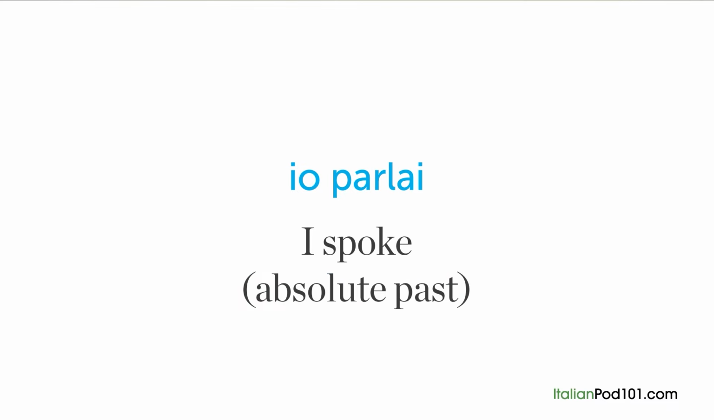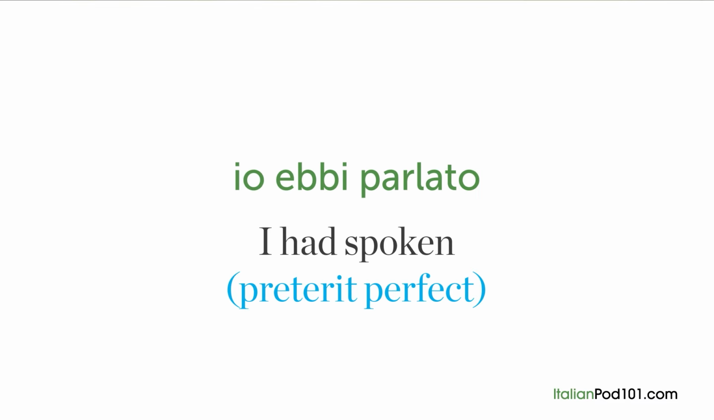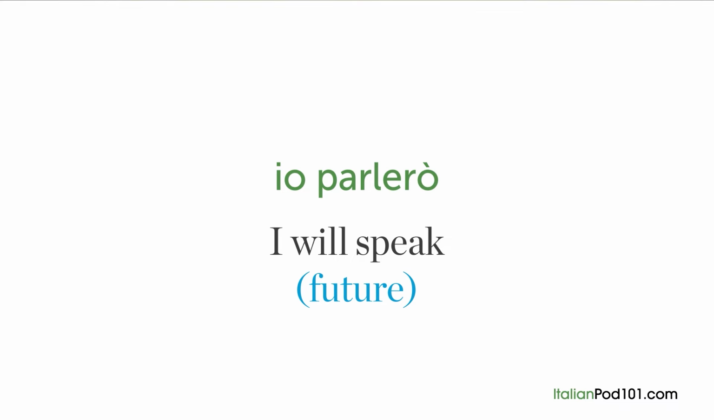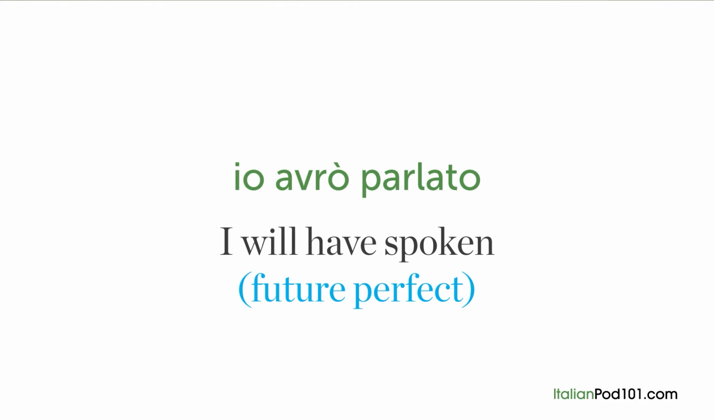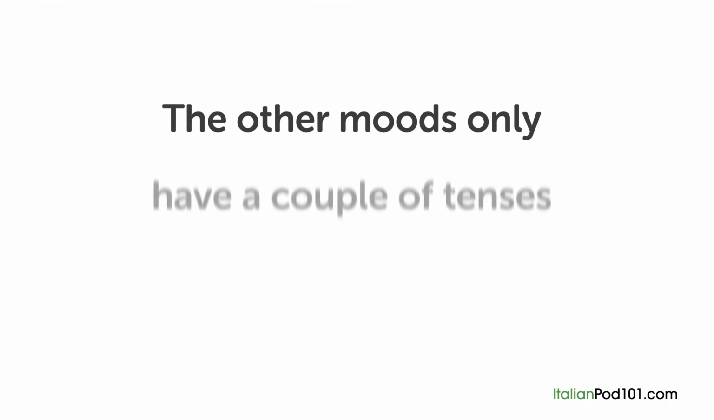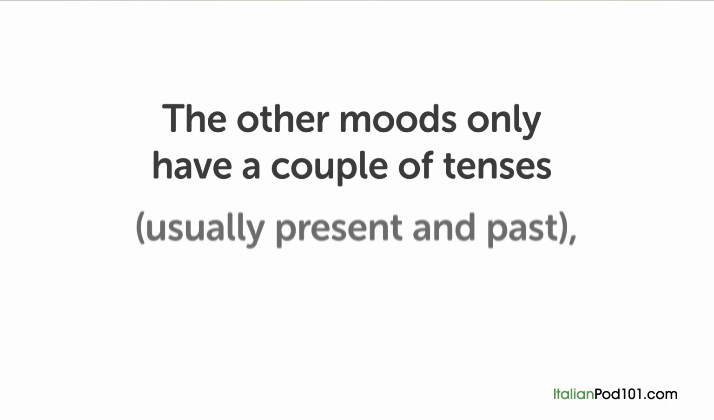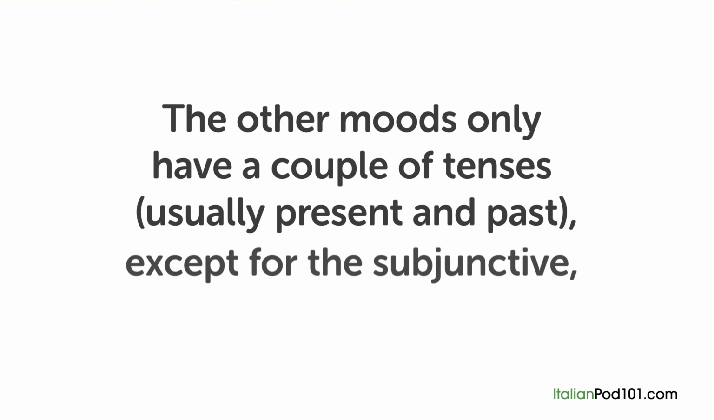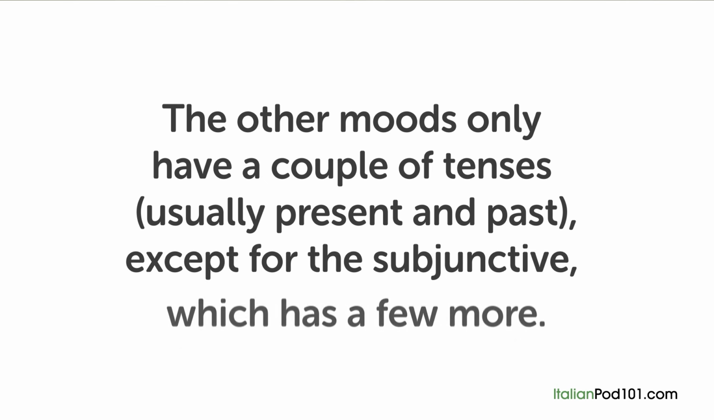Absolute past, io parlai, I spoke. Trapassato remoto, io ebbi parlato, I had spoken. Future tenses are the future, io parlerò, I will speak, and the future perfect, io avrò parlato, I will have spoken. The other moods only have a couple of tenses, usually present and past, except for the subjunctive, which has a few more.